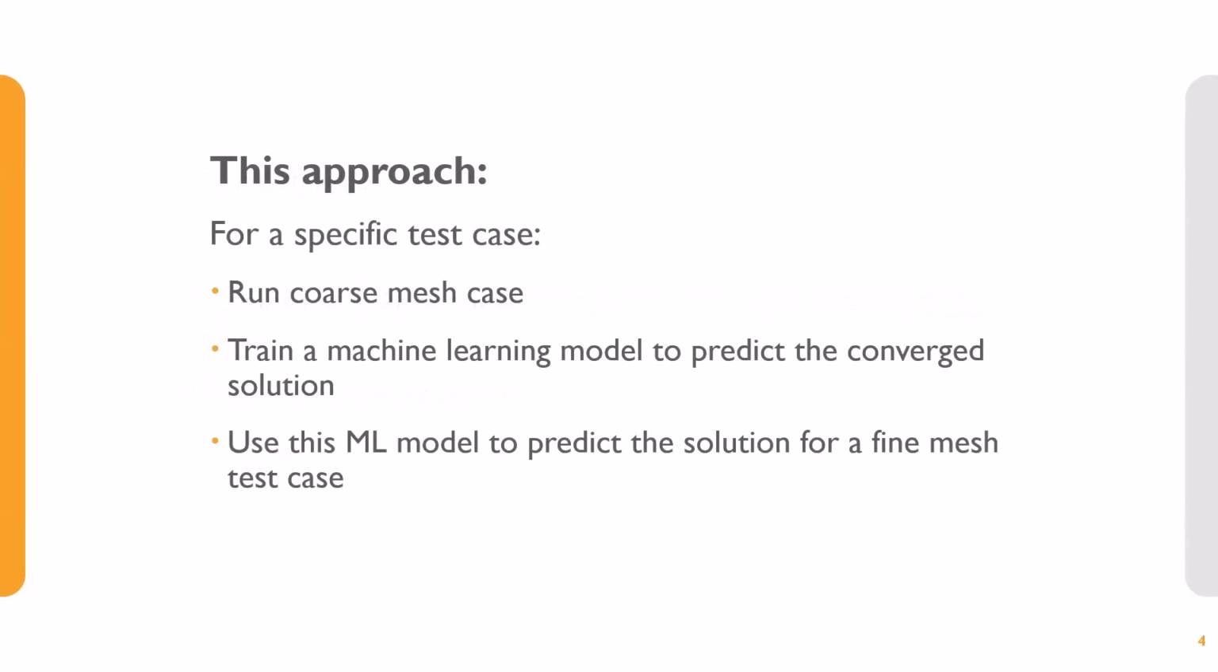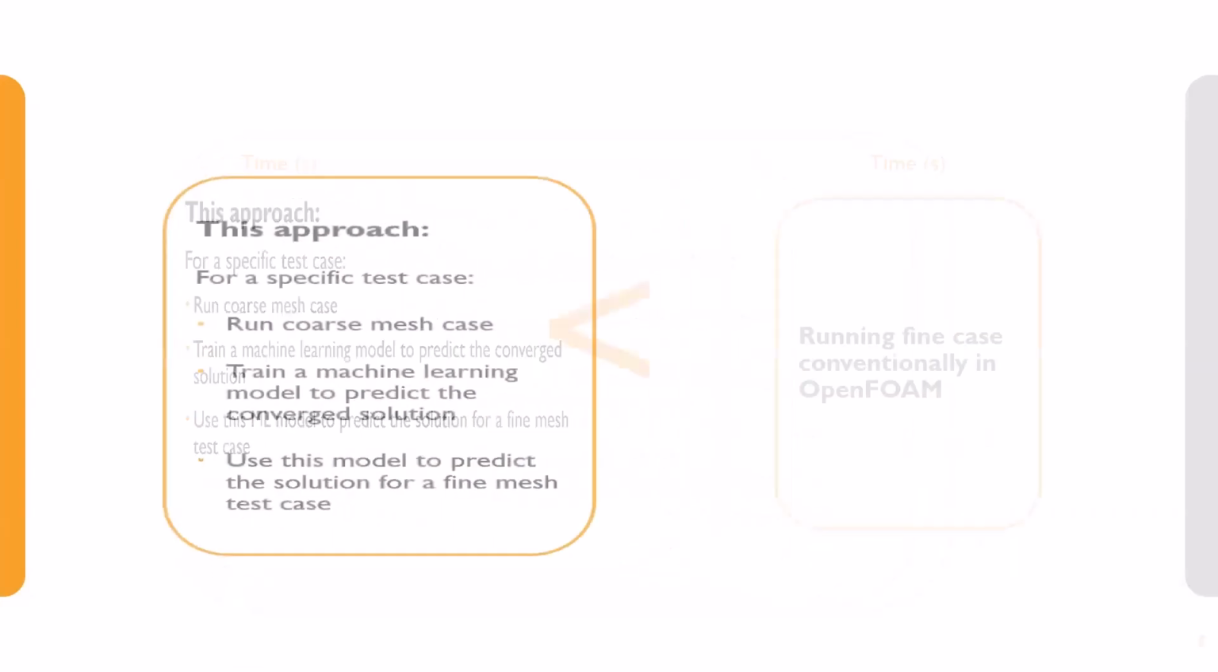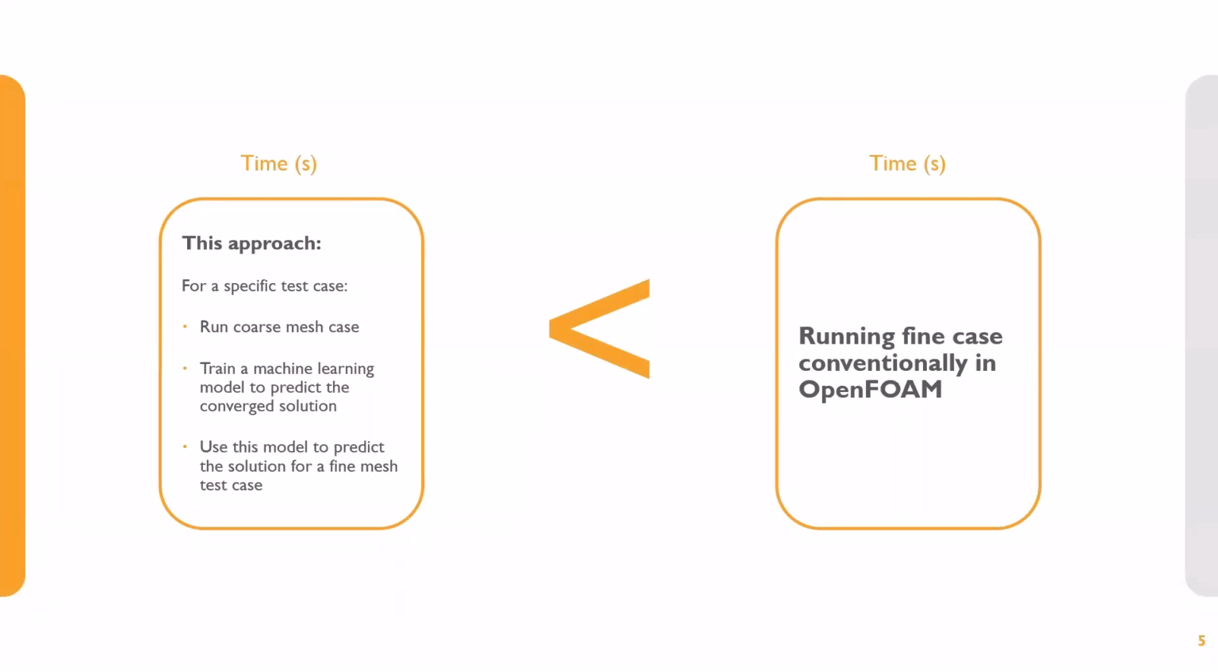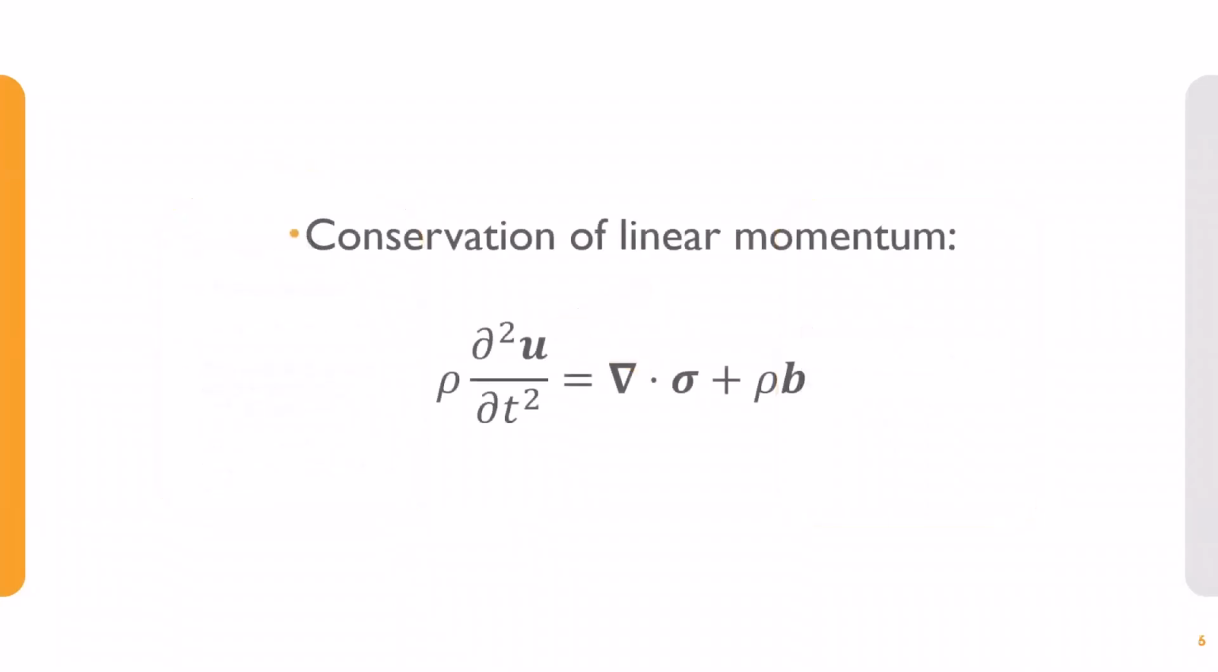So just to run through my approach quickly: for a specific test case, the approach is to run that test case on a coarse mesh, then train a machine learning model to predict the converged solution of this coarse mesh, and then rerun the case on a fine mesh by using the machine learning model to predict the solution. So the hypothesis is that the total time taken to run these steps is less than the total time taken to run the fine mesh case conventionally in OpenFOAM.